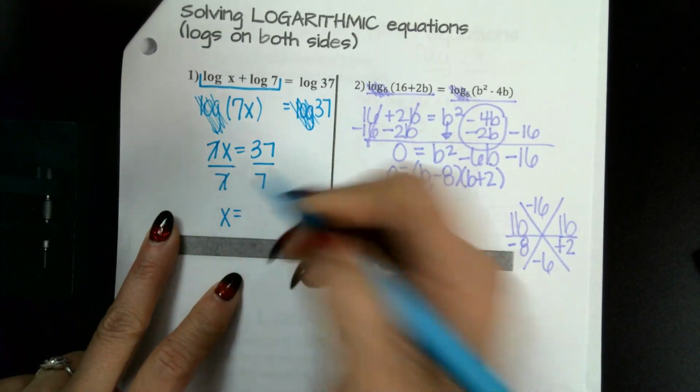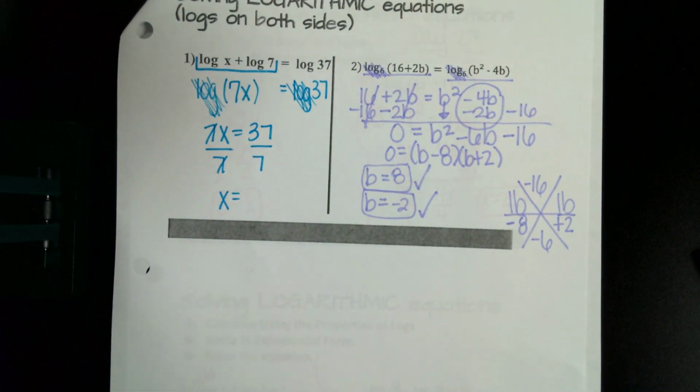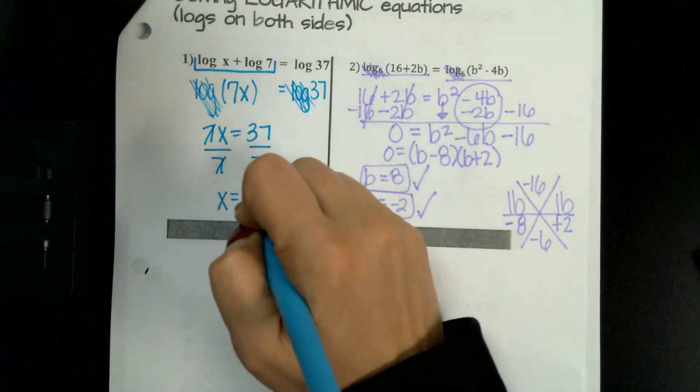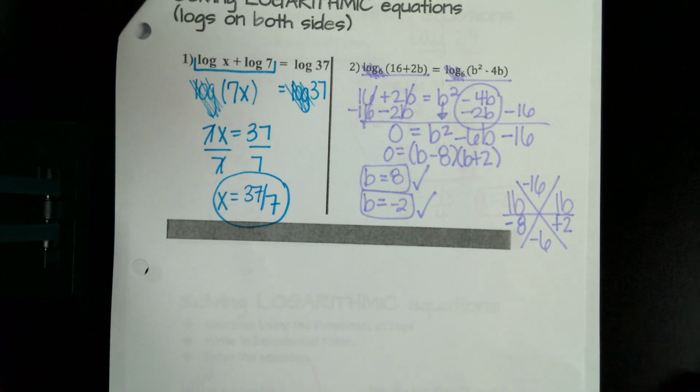Now let me tell you, can you guys type in 37 divided by 7 on your calculator? Yeah, but I want you to see the decimal. The decimal does not end and it doesn't repeat. So I don't want you to write it as a decimal. I want it left as 37 sevenths. I told you guys the other day, decimals are fine as long as they end or they repeat. If it is a decimal that goes on forever in the calculator and there's no repeating, leave it as the fraction. Okay, that is the end of that lesson.